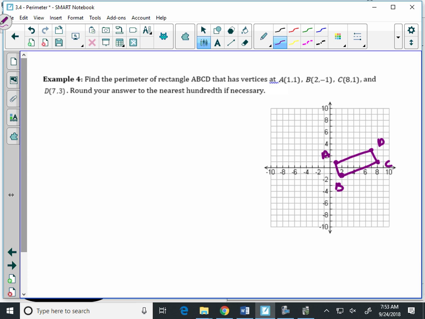So the steps are exactly the same. It doesn't matter which side we want to find first. So Grace, which side do you want to find first? BC. Okay. Find BC first.